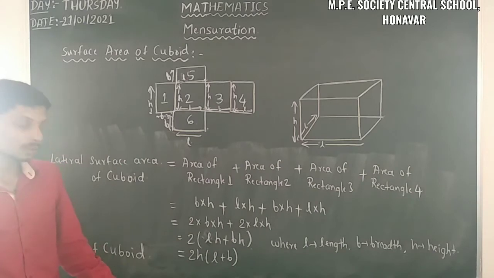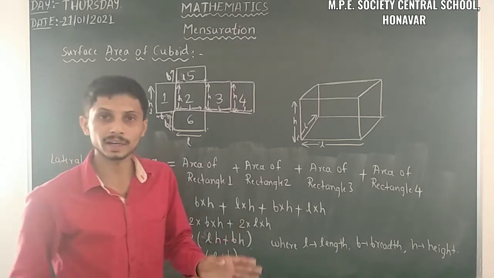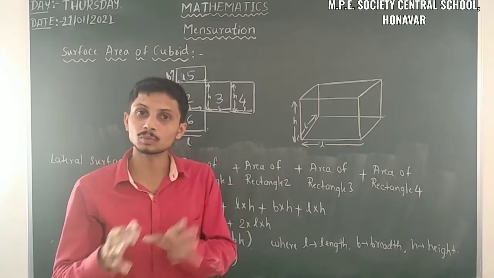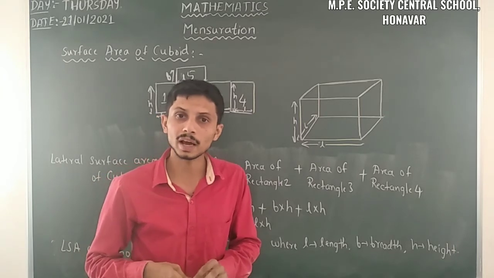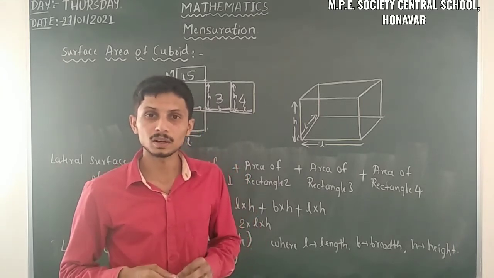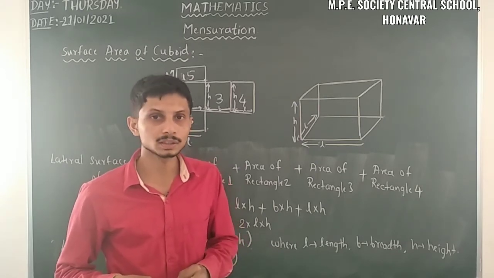So here we have the lateral surface area of the cuboid, and also we found out the total surface area of the cuboid. And using these two concepts, total surface area and lateral surface area, and using those two formulas, we have to find out the surface area of some cuboids. So let us take some problems based on these two formulas.